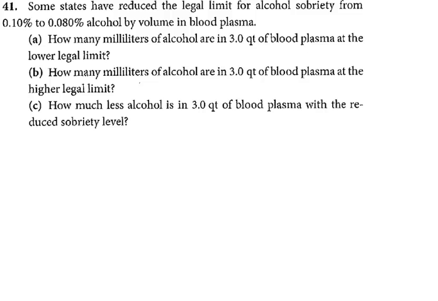All right, so problem number 41 asks us to do some calculating based on legal limits for alcohol sobriety, based on newer and older limits, the newer limit being 0.08% alcohol by volume, and the older one being 0.10% alcohol by volume. So part A asks us to calculate how many milliliters of alcohol are in 3 quarts of blood at the lower legal limit.